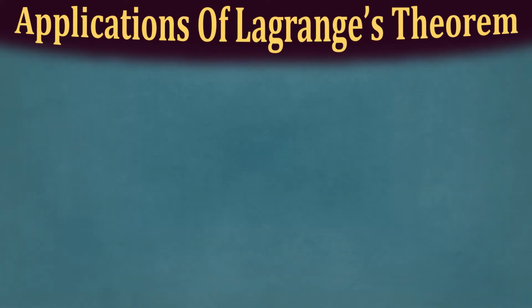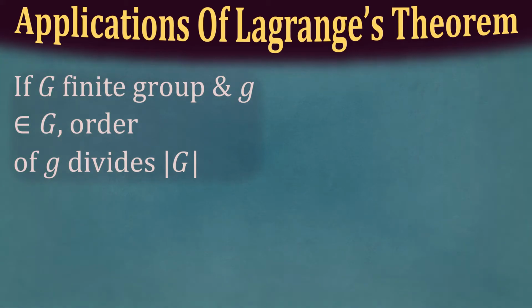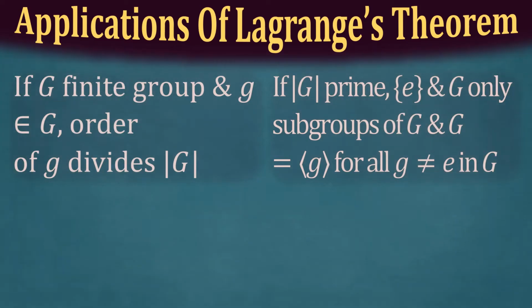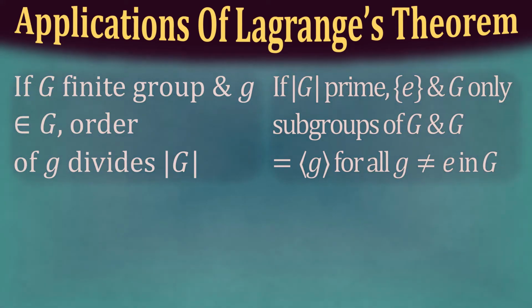Next, let's discuss some applications of Lagrange's theorem. One such application is that if G is a finite group and g is in G, then the order of g divides the order of G. Another application is that if the order of G is prime, then the set containing just e and G are the only subgroups of G, and G is equal to the subgroup generated by g for all g in G which are not the identity element.